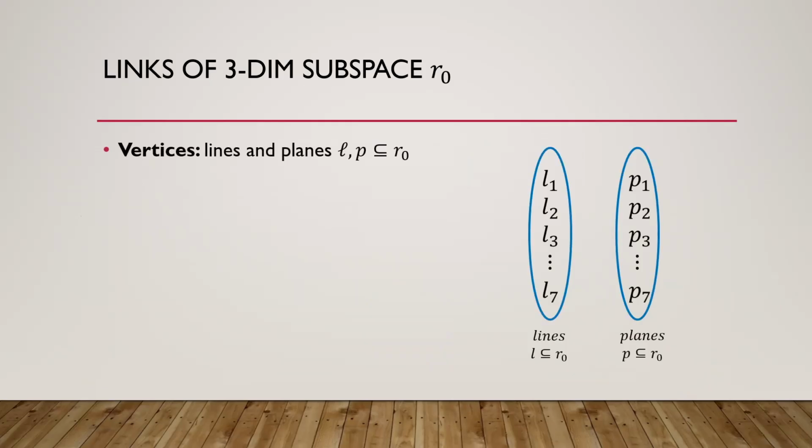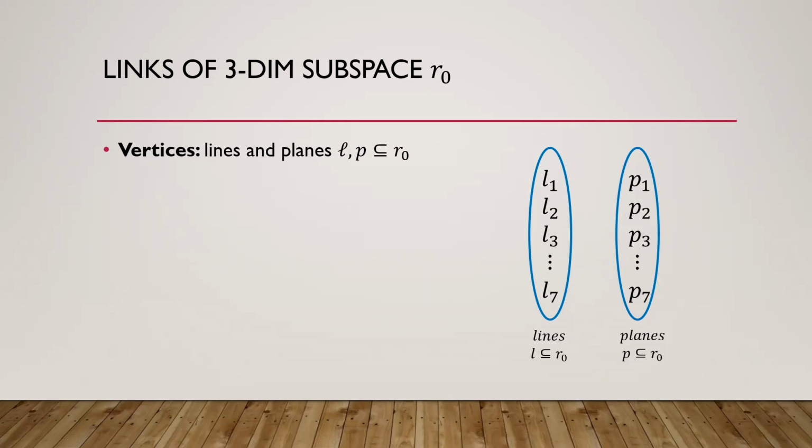And kind of look at its link. So I hope this picture is familiar. So what are the vertices in the link? Right, who is connected by an edge to some R0? It's just all the spaces contained inside R0. So lines and planes, and as this is a 3-dimensional space, inside F2, at least in the picture, we see that we have 7 lines and 7 planes.